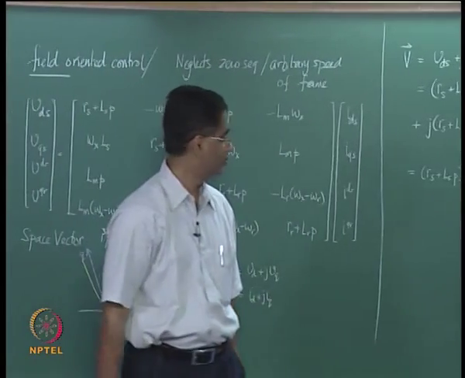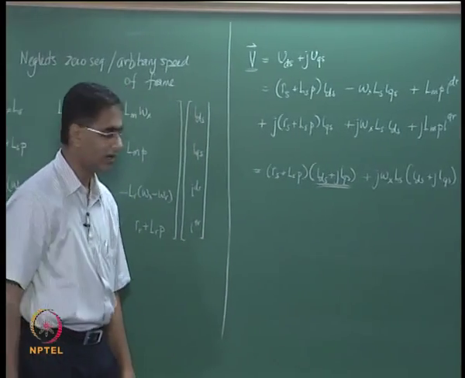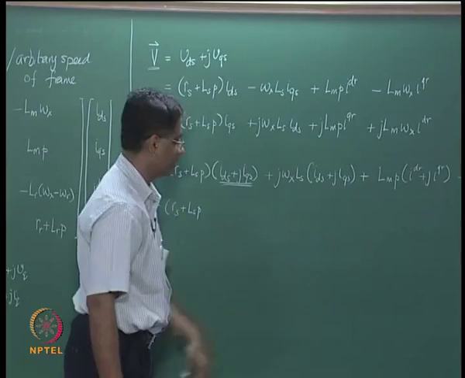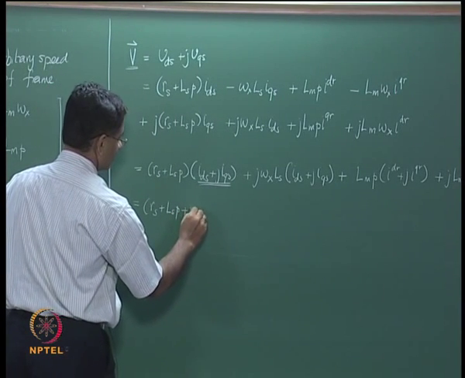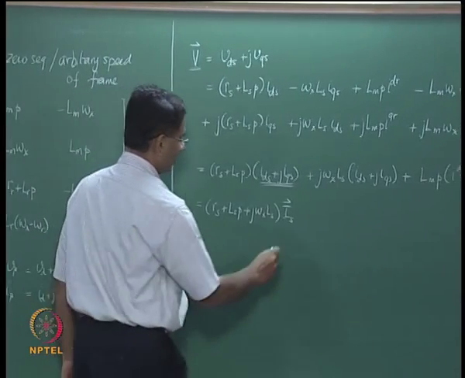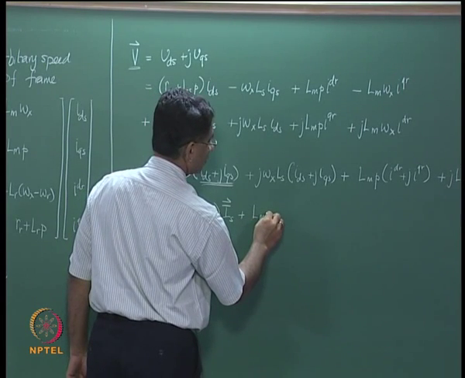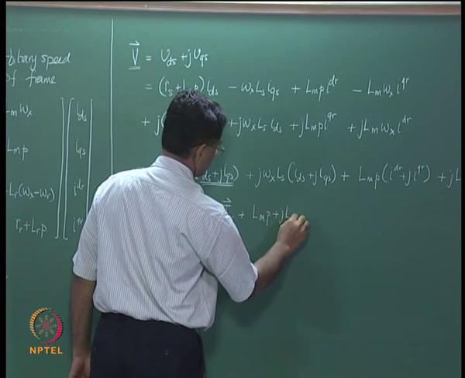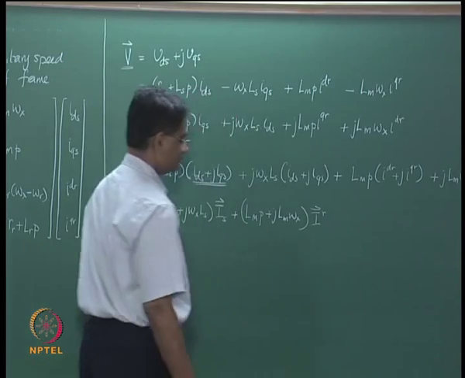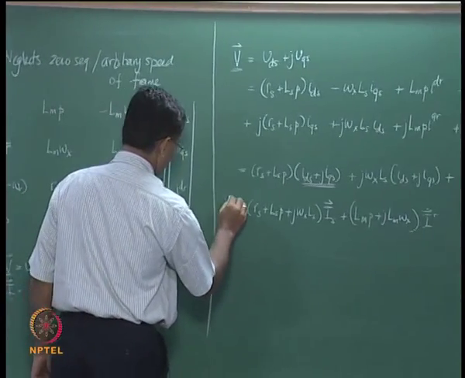Now we are in a much better position. You have the voltage space vector here, and this term is nothing but the space vector of I, and therefore I can write this as RS plus LSP, and here also you have the space vector of that current, plus J times omega X into LS into the space vector of the stator current, and then you have the space vector of the rotor current, that is LM into P plus J times LM into omega X multiplied by the space vector of the rotor current. So this is a much more concise notation for representing the stator equation.